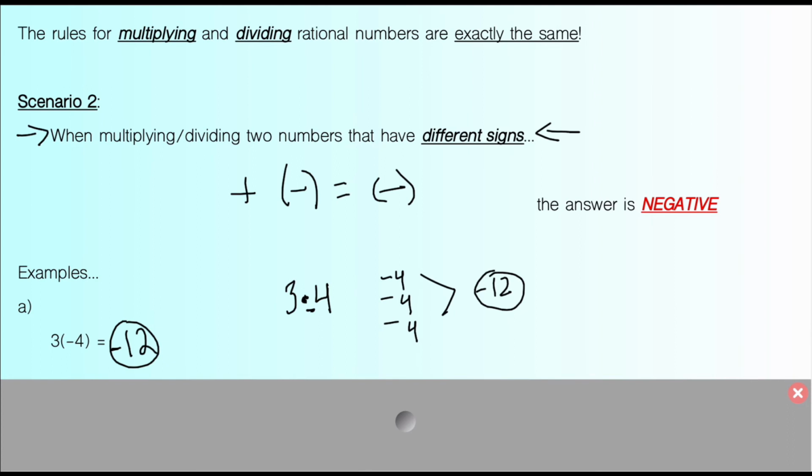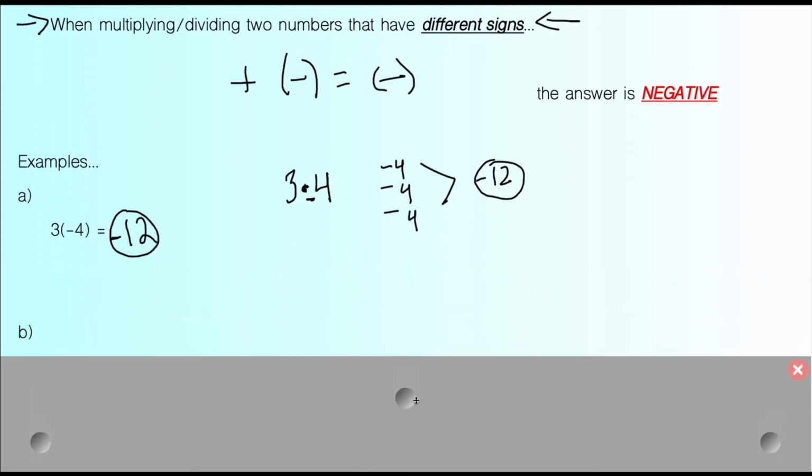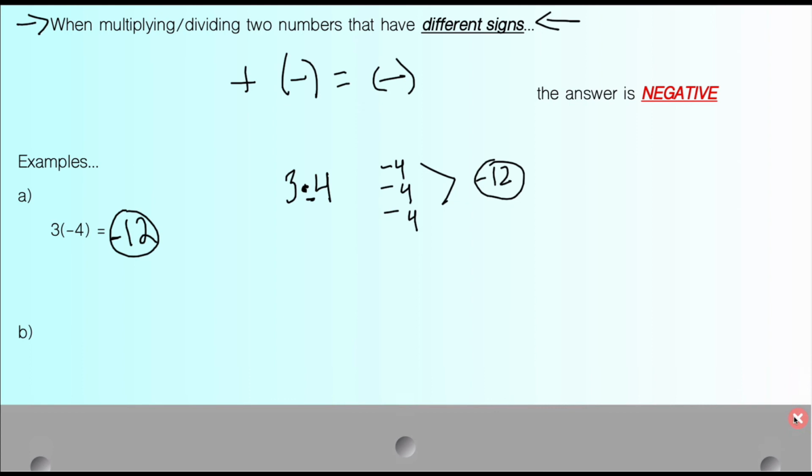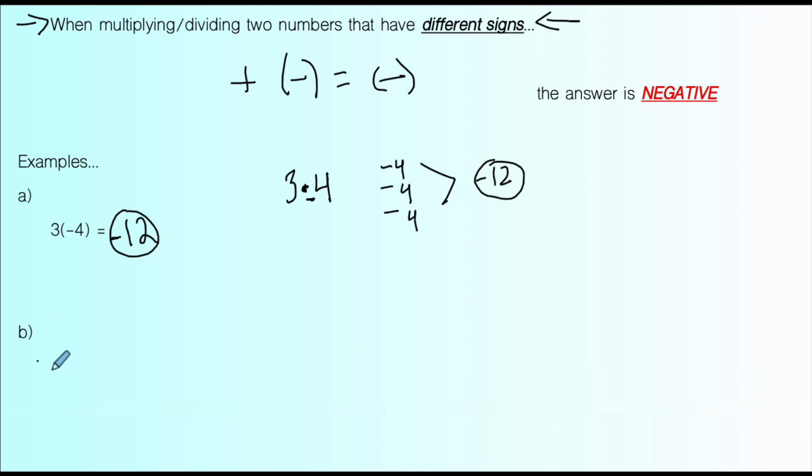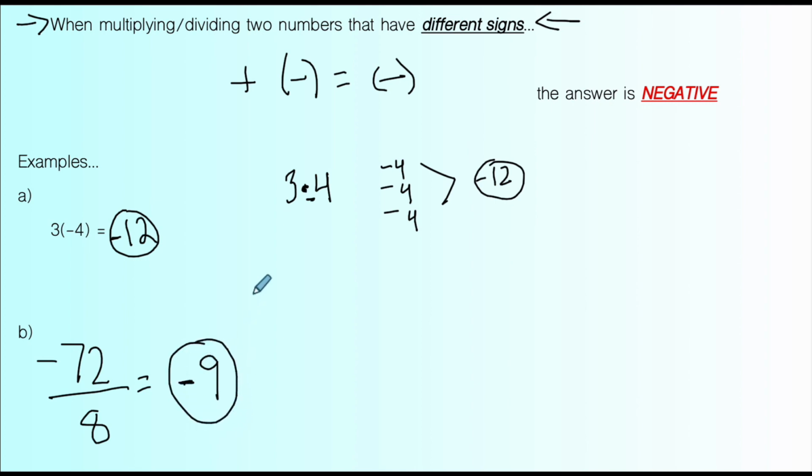And the same holds true when you're dividing. If you've got different signs, and we'll just create our own example here, let's do negative 72 divided by positive 8. Well, a negative divided by a positive, I already know my answer is going to be negative. And then it's just go to the actual numbers and do the math there. So 72 divided by 8 is 9. Final answer, negative 9.